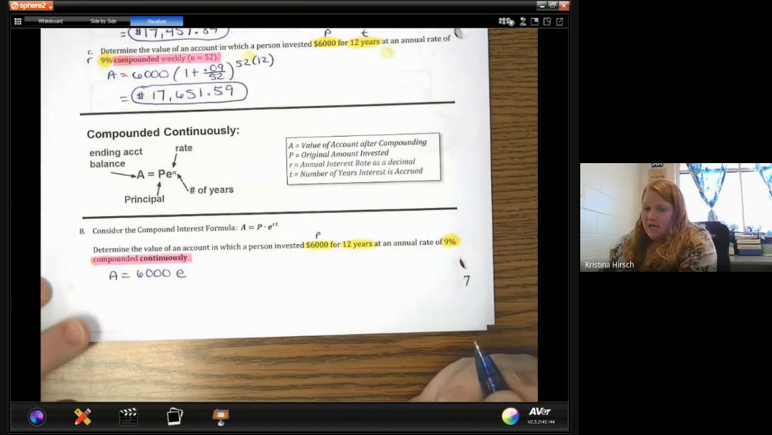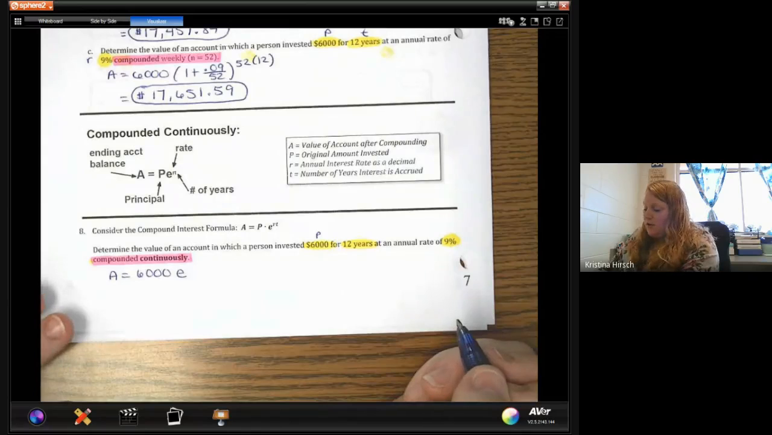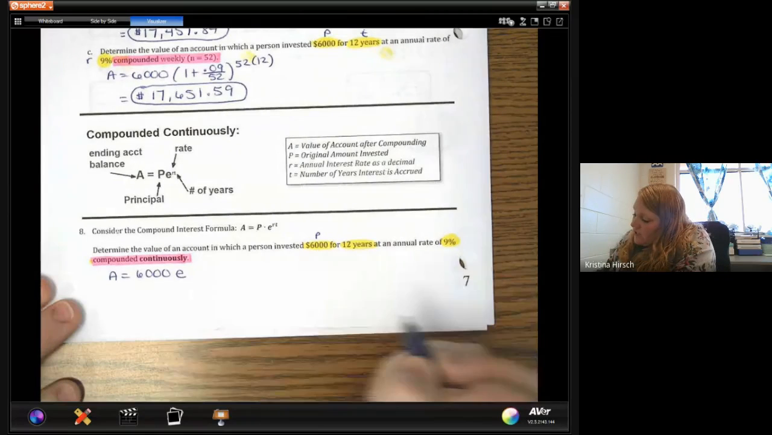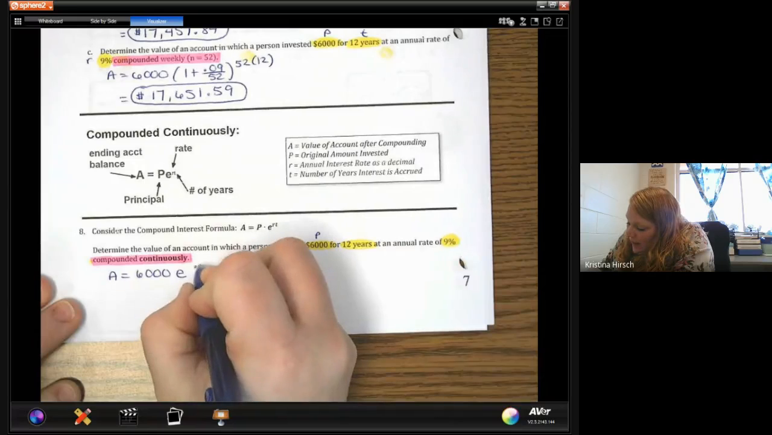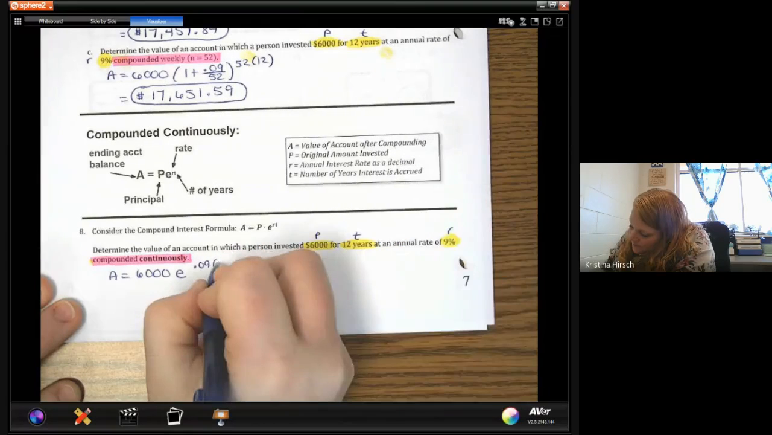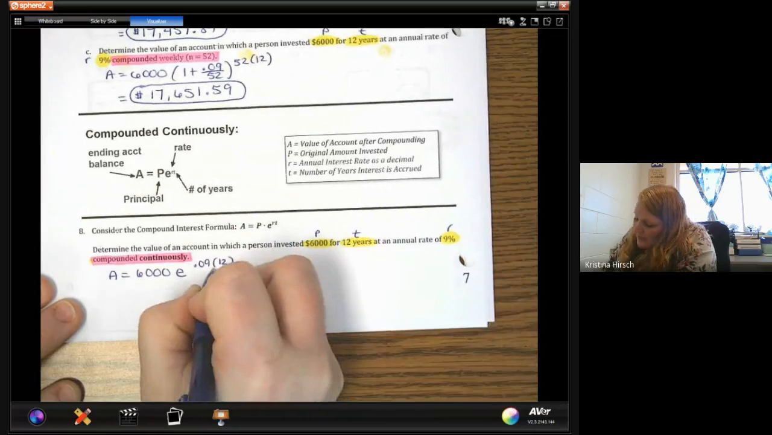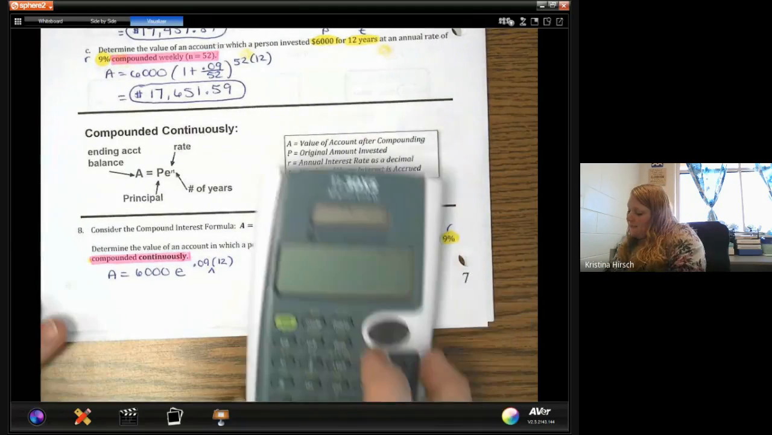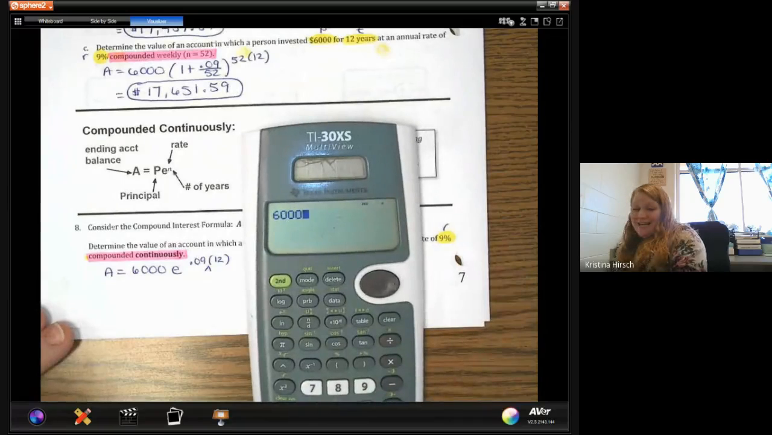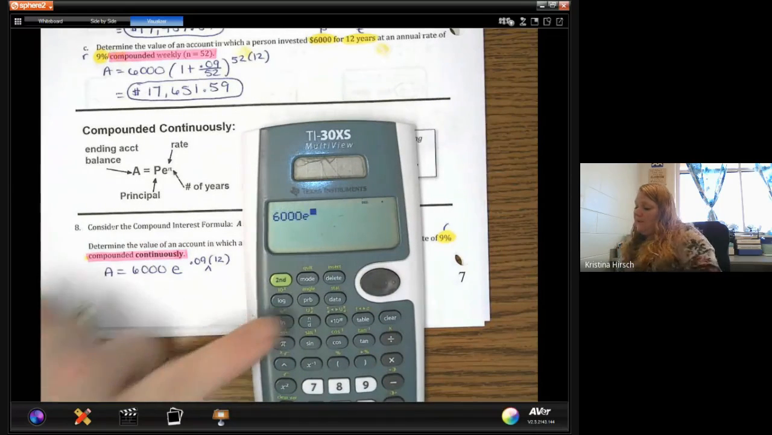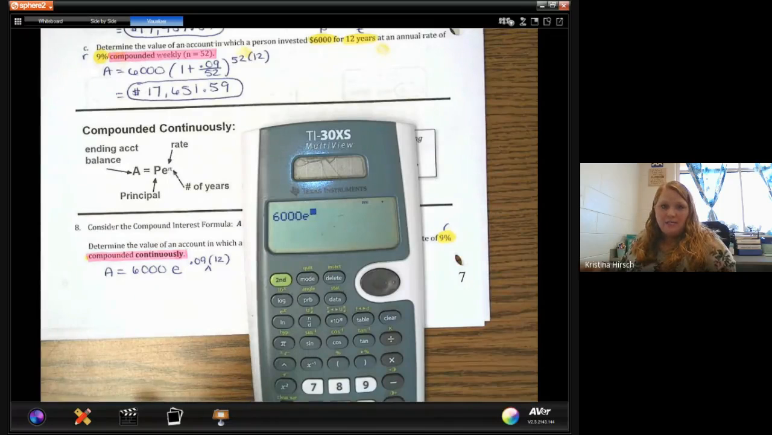E, remember, is a numeric value, so it's on your calculator. We'll show it again. And then raised to the rt, so 0.09, t is still 12. Remember, this is an exponent. So in your calculator, we're going to type 6,000 e. Remember, we do that by doing second ln. If you have the black TI-36 calculator, you don't have to hit second.